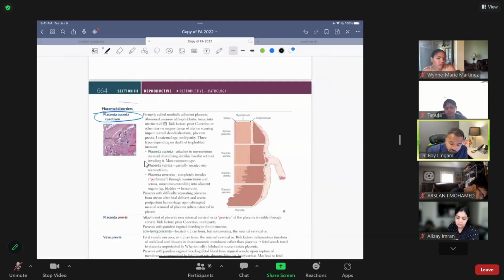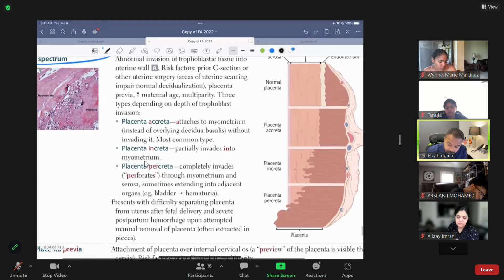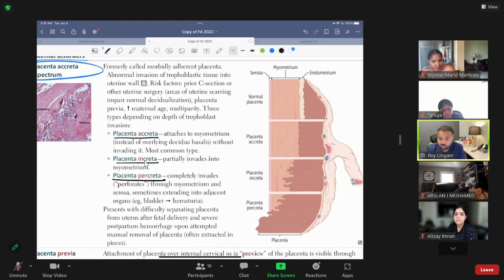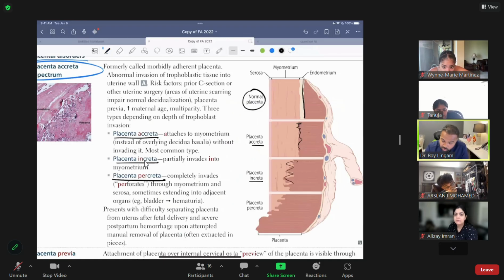So there are 3 different names: placenta accreta, placenta increta, placenta percreta. Okay, so 3 different names for the 3 different levels of attachment. You could see that picture. That's normal, beautiful. It should stop here at the endometrium. Now, when we call accreta, it's coming a little bit more. Increta, it's even more. Look at percreta. That's like all the way outside the uterus. Is that clear, folks?